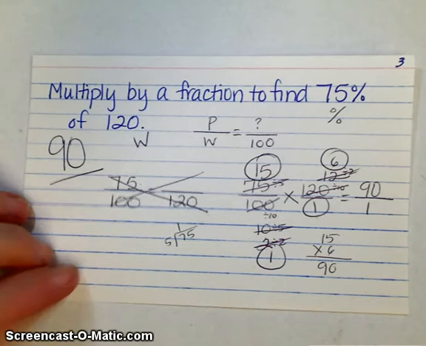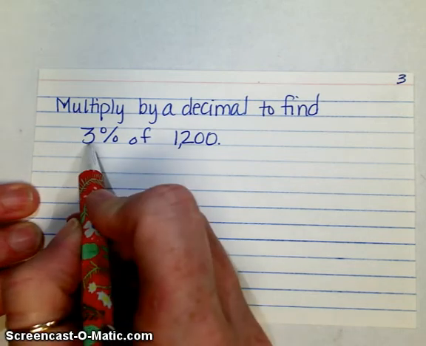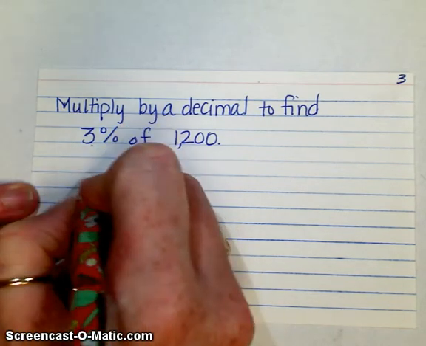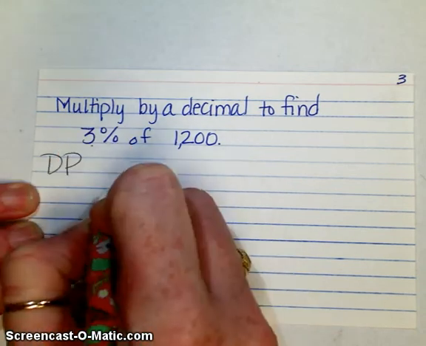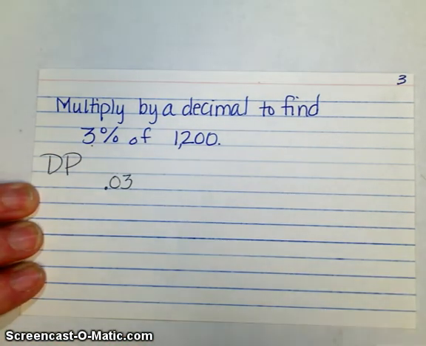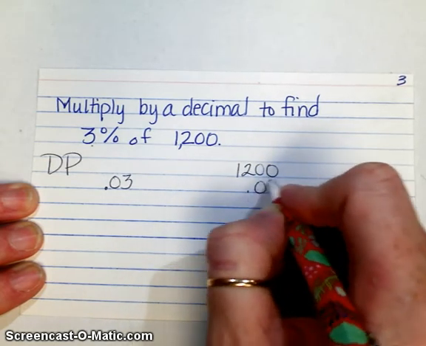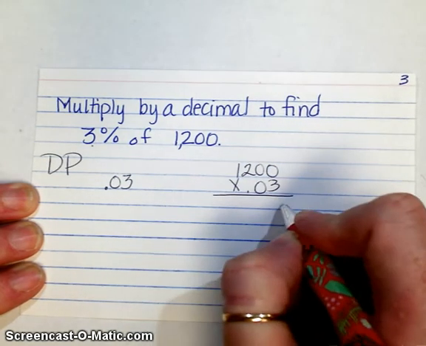My answer is 90. The last type of problem that we're going to do here is how to multiply by a decimal to find a percent. We're going to change this 3% to a decimal by using the Dr. Pepper trick. That's going to become 0.03. So all I have to do here is multiply 1,200 times 0.03, and it's going to give me my answer.